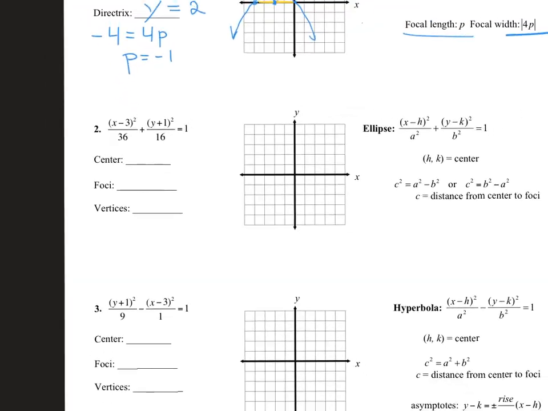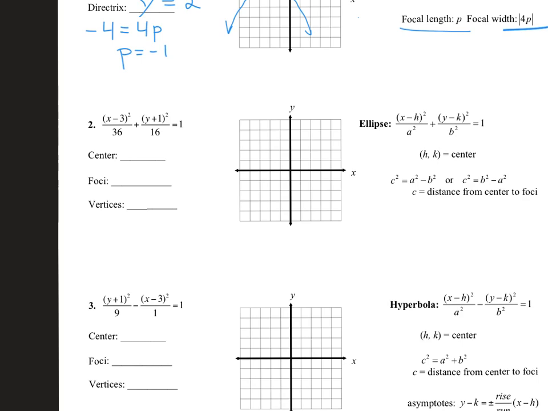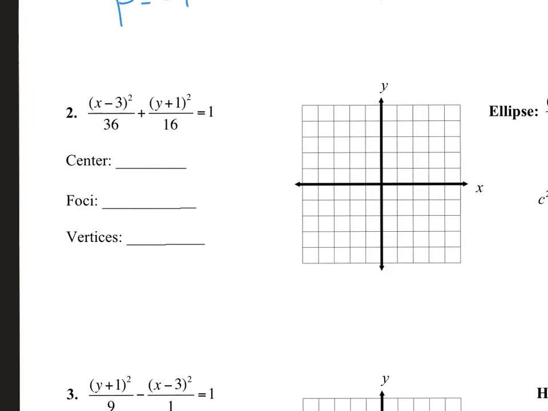The next problem is an ellipse. All the formulas are given over here at the side. Let's go ahead and start by finding the center. So the center would be (+3, -1). So we'd go over here to (+3, -1), and that's the center of our ellipse.